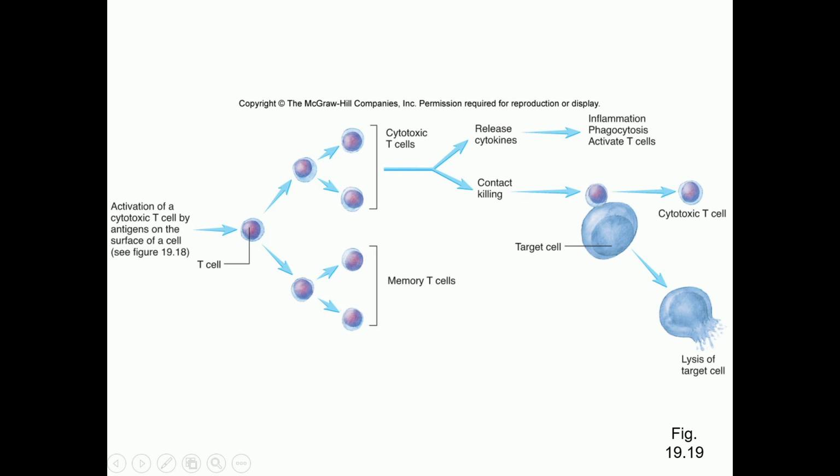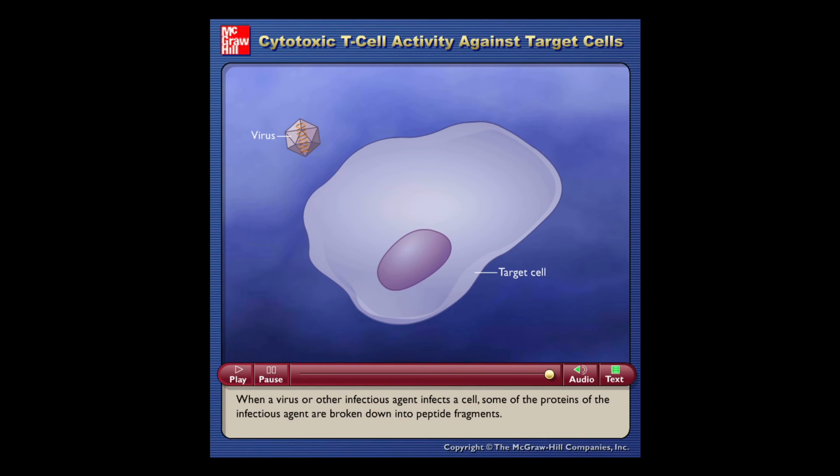First, we have activation of cytotoxic T cell by antigens on the surface of a cell, followed by T cell and cytotoxic T cell, memory T cell, and release of cytokines, contact killing, inflammation, phagocytosis, activate T cell, and target cell, cytotoxic T cell, and last we have lysis of target cell. Here's a video explaining the cytotoxic T cell activity against target cells.